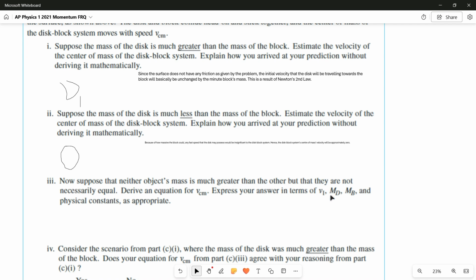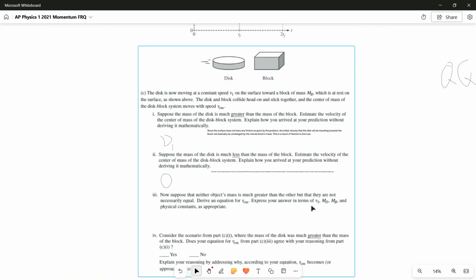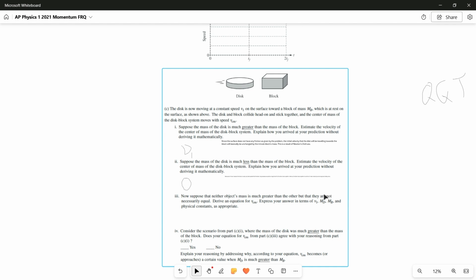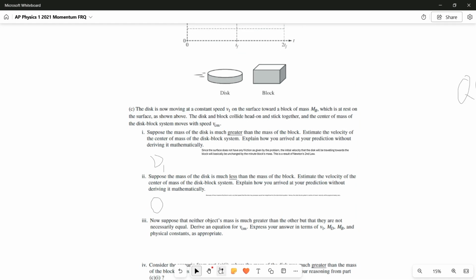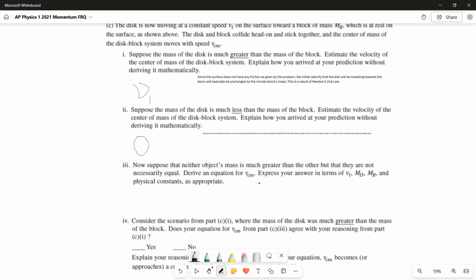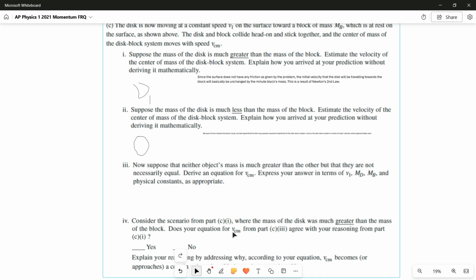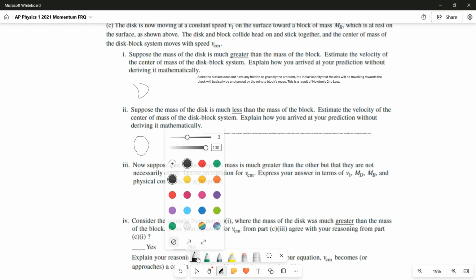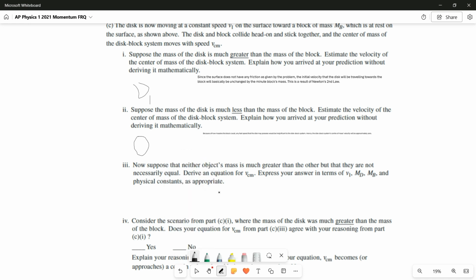Now, before I actually do this problem, I have to read this question a bit carefully because I have to determine if this collision is an elastic collision or an inelastic collision. We're given that the disk and the block collide head-on and stick together, so it is an inelastic collision. That's great news, because now we can say that the final velocity of the system will be the velocity of the center of mass. Why? Because they're stuck together, they have to be traveling at the same speed, or else they won't be stuck together.